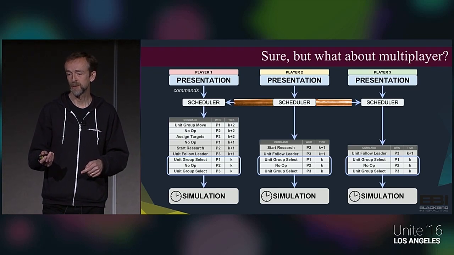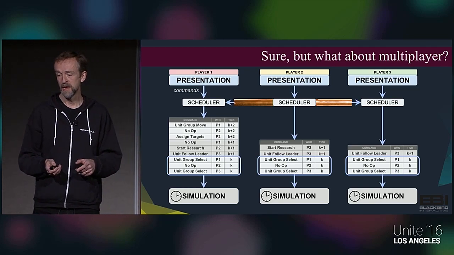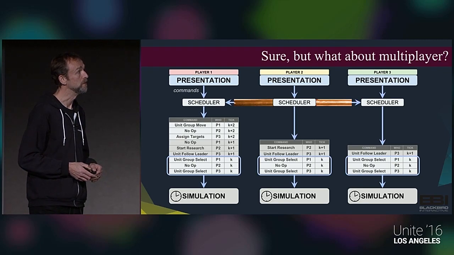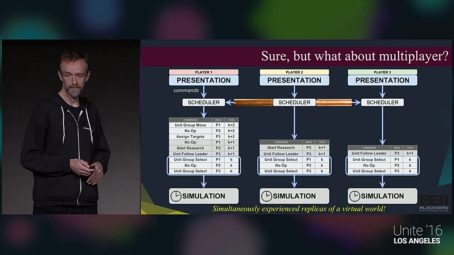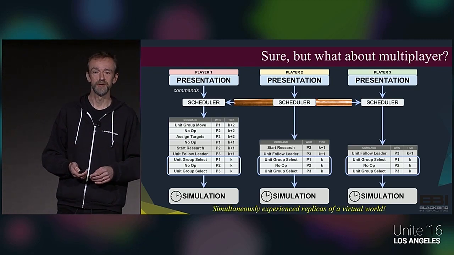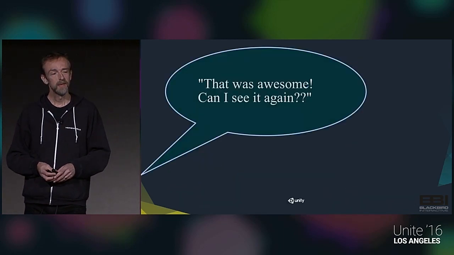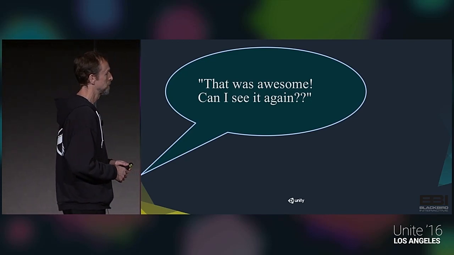In the image here, I've shown that all three players have all the commands for tick K, but they're still in the process of accumulating them for tick K plus one and tick K plus two. So as long as we get them all before we need to execute the sim, then we're good. And if it all works, we get the simultaneously experienced replicas of a virtual world that we were shooting for. So one thing this allows is a pretty cool replay mode, which Richard is going to talk more about.